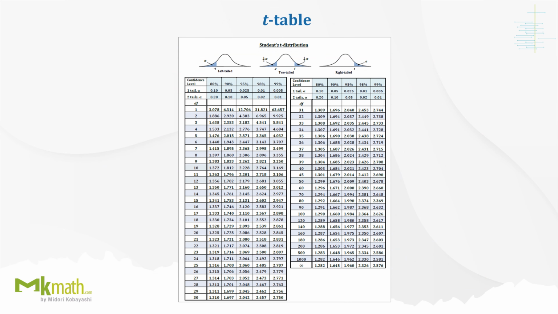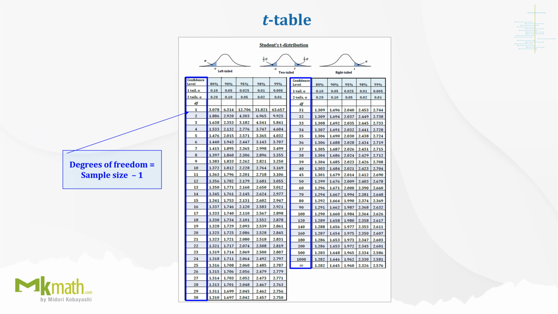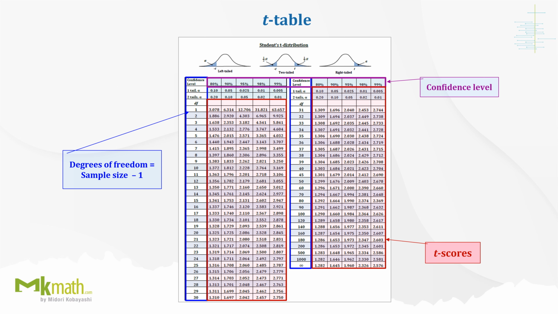Here is the t-table we'll be using. The first column shows the degrees of freedom, which we can find by subtracting 1 from the sample size. The top row shows the confidence level. The intersection point of these rows and columns gives the t-scores in the body of the table.